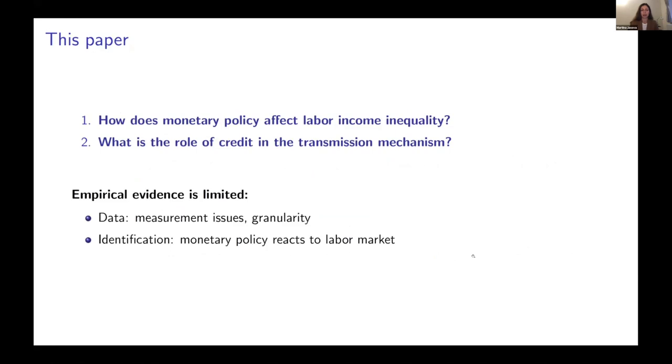So this is an empirical paper, and we believe that there is actually very limited empirical evidence in the field. And if you think about the possible sources for such limited evidence, there can be two. On one side, there's a lack of data, which can be triggered by measurement issues, but also the granularity that could allow us to actually speak to some of the inequality changes related to monetary policy. On the other hand, potentially an even bigger issue can be related to identification. What I mean by that is that monetary policy reacts to the labor market. So you can also think of potential reverse causality threats, which can make it really difficult to answer questions about how monetary policy affects labor income inequality.